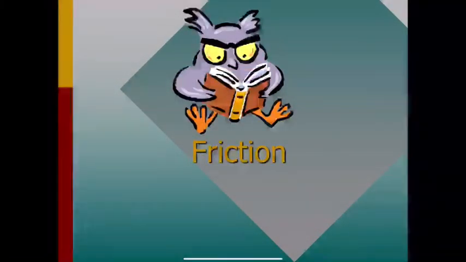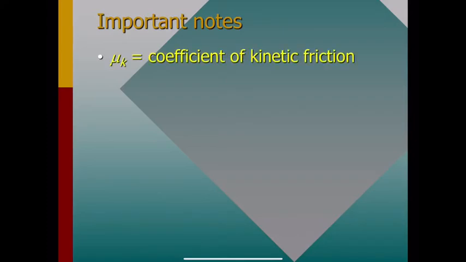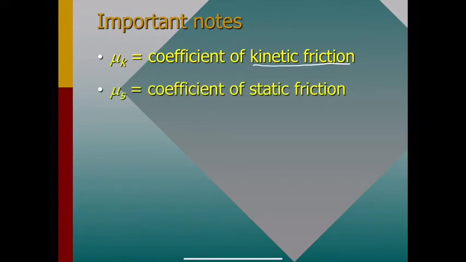Okay, we're going to start our final look at some friction problems. And a couple important notes we want to make before we get started. Number one, we have mu k, which is the coefficient of kinetic friction. That means the coefficient of friction when the object is moving. Mu s is the coefficient of static friction. That means the coefficient of friction when an object is sitting still.